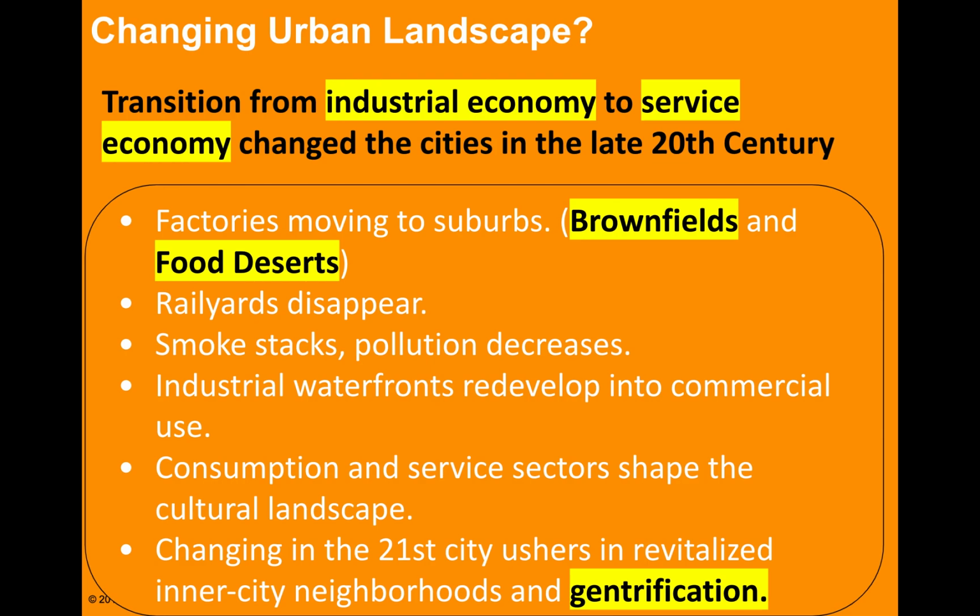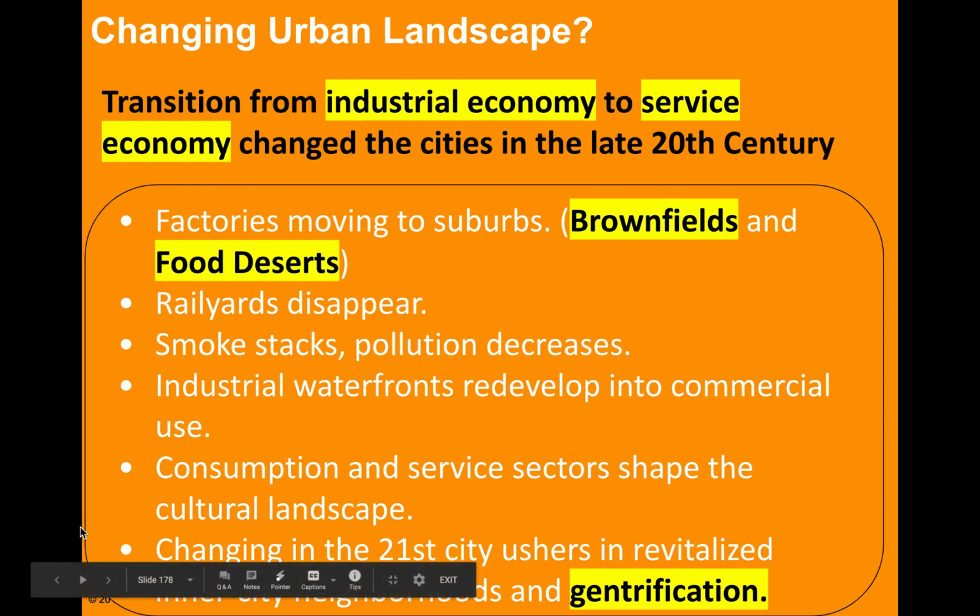Smokestacks have decreased, so pollution in central cities has decreased except for the pollution that comes from carbon dioxide emissions of cars and photochemical smog. Industrial waterfronts have changed through gentrification to commercial use, commercial retail, commercial hospitality. And then we see, again, more consumptive consumer services shape the cultural landscape. And this really has ushered in the idea of revitalizing inner city and gentrification. So we talk about the movement to the central city, which happens to be older people without children, so they're not worried about schools. They're worried about shorter transportation and entertainment, such as museums or theaters or restaurants, and they also don't have to deal with problems of owning a personal vehicle.